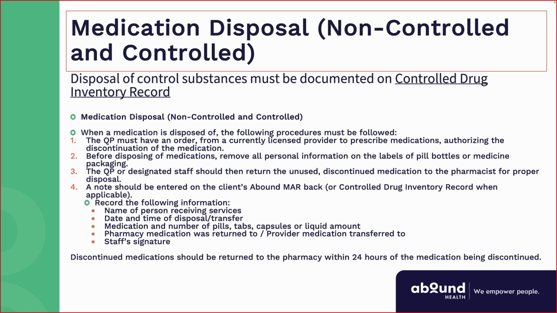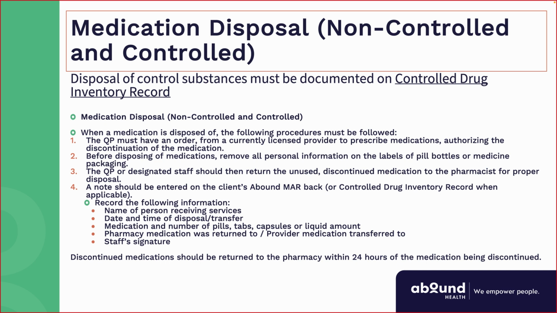When a medication is disposed of, the following procedures must be followed. The QP must have an order from a currently licensed provider to prescribe medications authorizing the discontinuation of medication. Before disposing of medications, remove all personal information on the labels of pill bottles or medicine packaging. The QP or designated staff should then return the unused discontinued medication to the pharmacist for proper disposal. A note should be entered on the client's Abound MAR, BAC, or controlled drug inventory record when applicable.